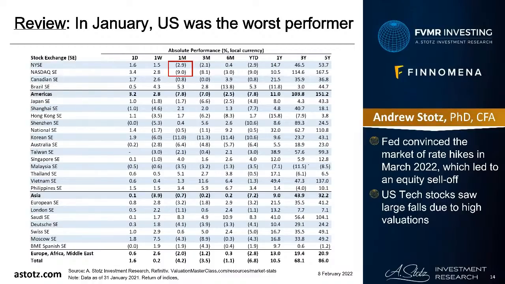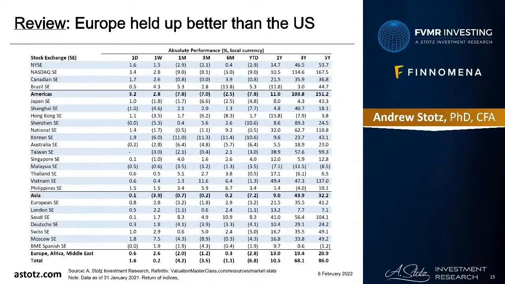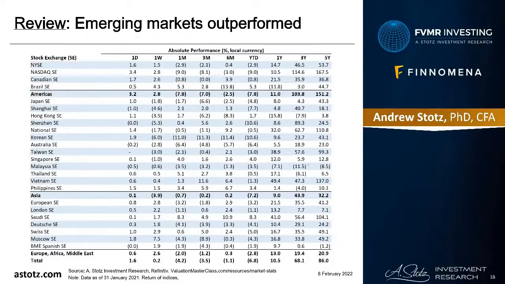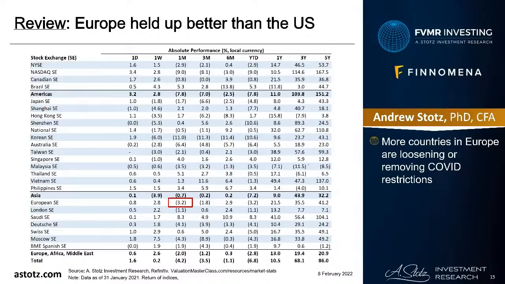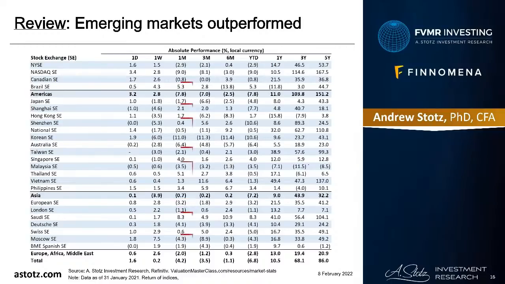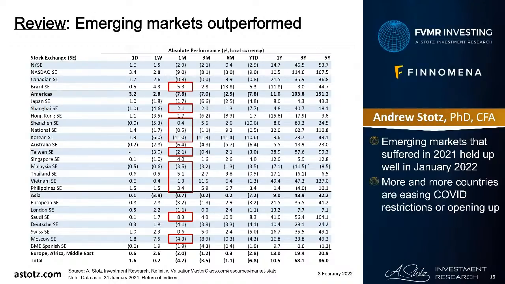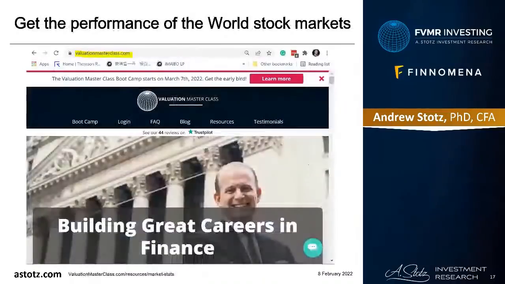Now, this is a table that you can access, and I'm going to show you the link of how to access it. It's a table that I use all the time, and I put it on my website. So I wanted to show it here so you can look at it. Now, Europe has held up better. Basically, what we see here is, I've just highlighted Europe. Most countries in Europe are loosening or removing COVID restrictions. So Europe was down about 3.2%. Now here we can see emerging markets have generally outperformed and have been doing pretty well recently. And they held up well in January. There are more and more countries that are easing COVID restrictions and opening up.